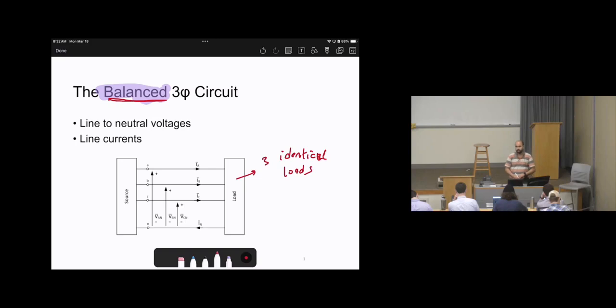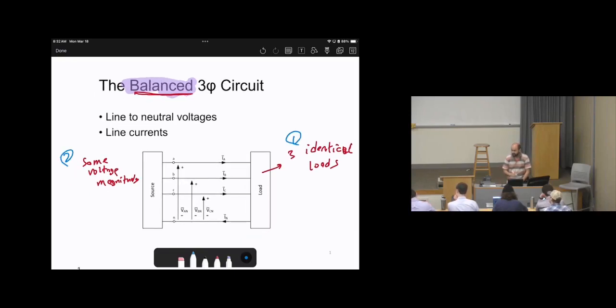Okay? Then we can overcome all of these problems. The other thing, since we say it's balanced, we're going to assume the voltage of phase A is the same as the voltage of phase B, the same as the voltage of phase C. All of them have the same magnitudes. So, same voltage magnitudes. So the first condition for the balance, the first thing, 3 identical loads. The second thing, same voltage magnitudes for all 3 phases.